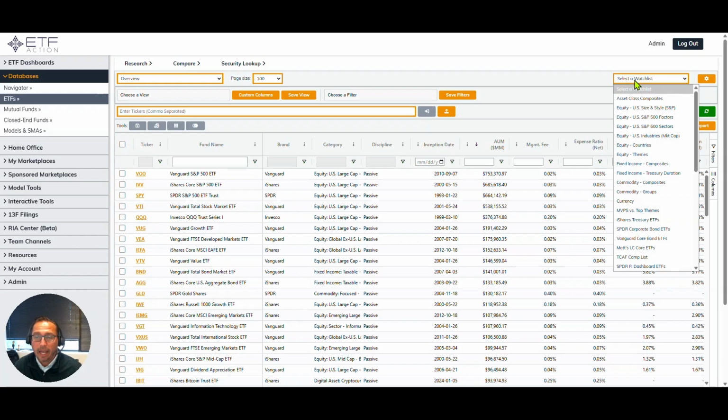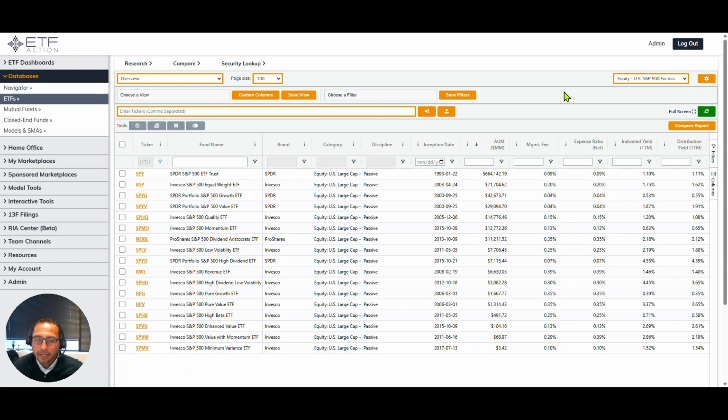But one watch list I have created and continue to refine over the years is equity US S&P 500 factors. It's just a great way for me to track what's going on with these different factors, all tracking the same starting universe of stocks, right? So every one of these ETFs in this list applies some sort of factor overlay to the S&P 500. We can walk through them real quick.